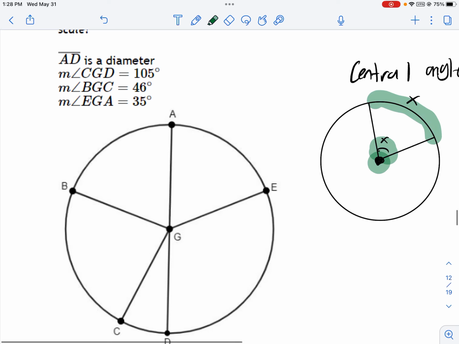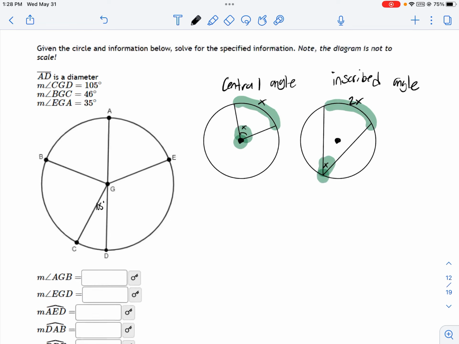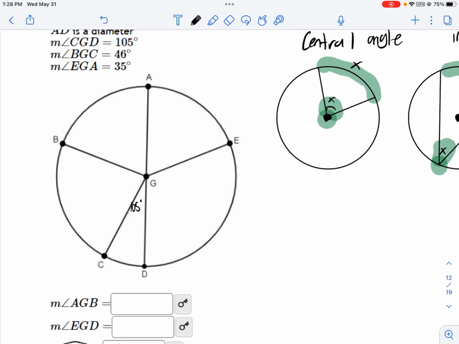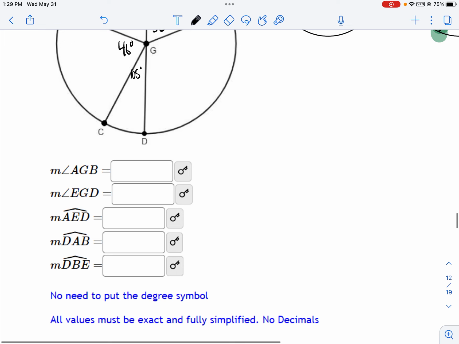Okay? Alrighty. So here, first thing we have is AD. This little section here is a diameter. Then from there you have the measure of angle CGD, which is this little sliver right here, 105. Now I'm going to make this very obvious and say that the diagram is definitely not to scale. That's way too small for a 105 degree angle, but it's just showing relationships. We don't need it to be exact. And then we have BGC is 46 degrees, and the measure of EGA is 35 degrees. And the problem essentially wants us to find all of this stuff.